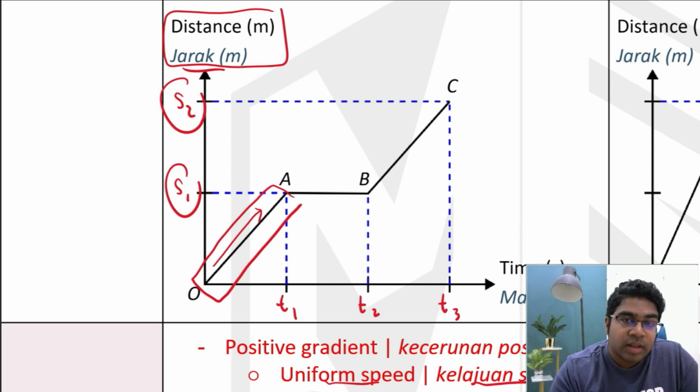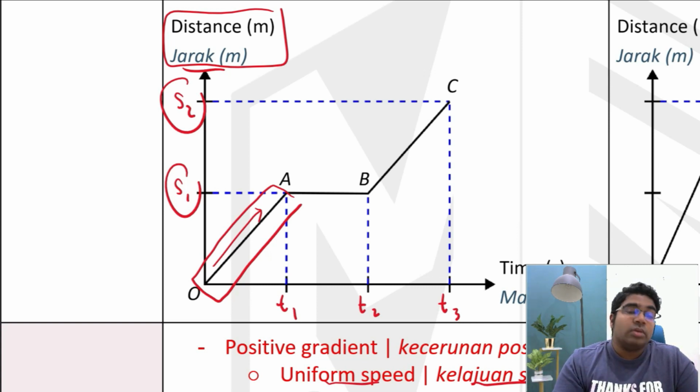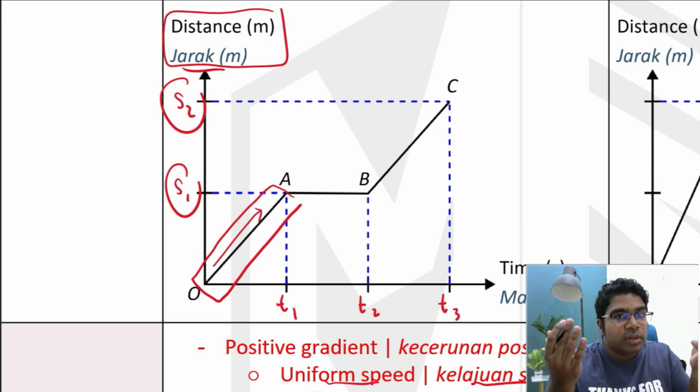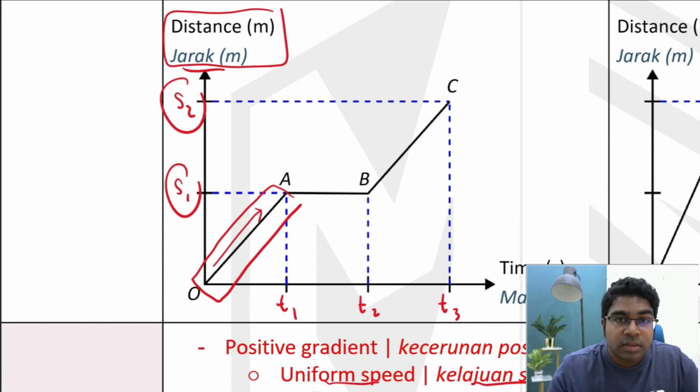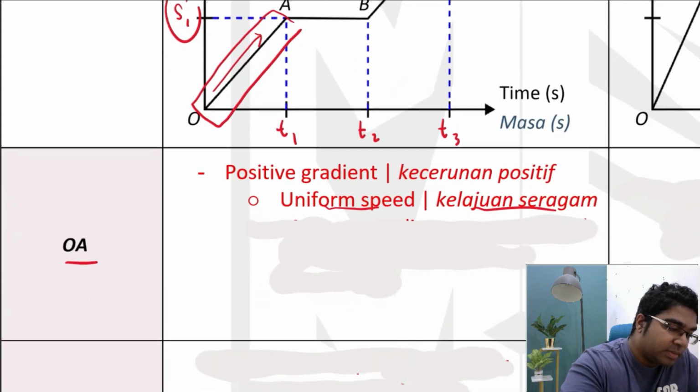Bukan kelajuan. Macam mana kita dapat kelajuan? Dari kecerunan. We get the speed from the gradient. That means, kalau the gradient tak berubah, kalau kecerunan tak berubah, the gradient doesn't change, what does that mean? Maksudnya kelajuan pun tetap sama lah. Dia tak berubah. Right? So that's what's happening here.